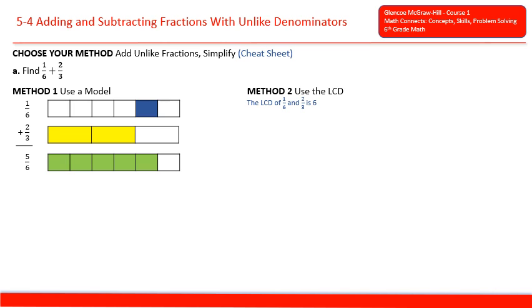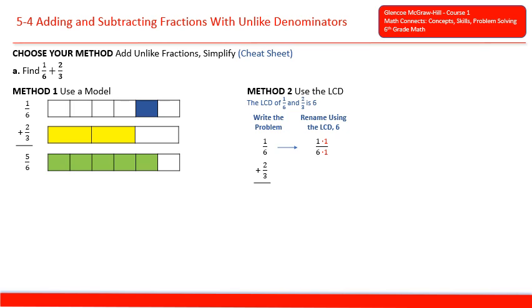Method 2, using the least common denominator. We need to find the least common denominator of 1/6 and 2/3. Hopefully you see that 6 is a multiple of 3, so that will be our least common denominator. And if we write the problem, 1/6 plus 2/3, we need to convert to equivalent fractions. 1/6 will stay 1/6.